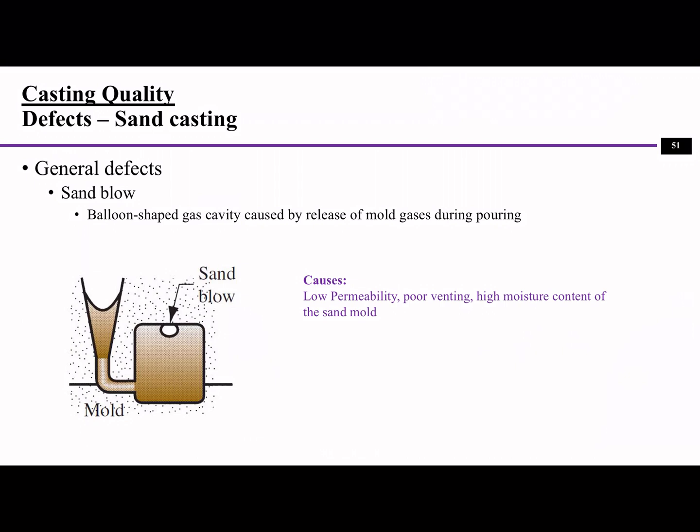Now, there are also some defects specific to sand casting. One is called sand blow. Sand blow means balloon-shaped gas cavities, where gas is trapped, caused by the release of mold gases during pouring. When you're pouring, there will be gas. Some of the causes can be low permeability, so the gas doesn't really come out of the mold, poor venting, right, or high moisture content of the sand mold as well. In this case, you might want to increase the permeability of the mold.